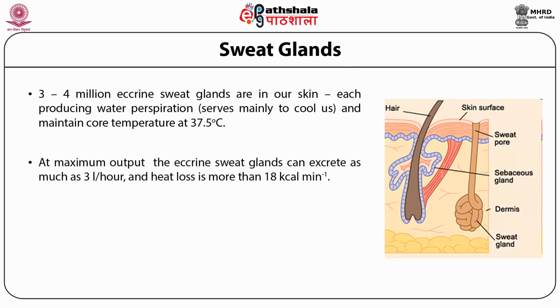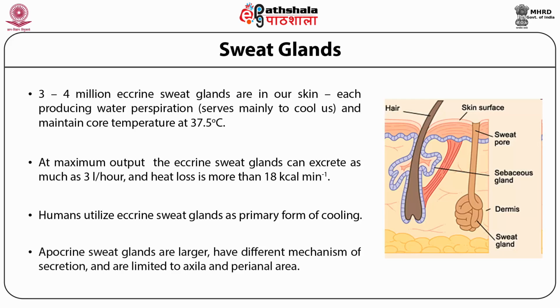At maximum, the output of the eccrine sweat glands can be as much as 3 liters per hour, and the heat loss is more than 18 kilocalories per minute. Humans utilize eccrine sweat glands as a primary form of cooling. The apocrine sweat glands are larger, have a different mechanism of secretion, and are limited to the axilla and the perianal area.